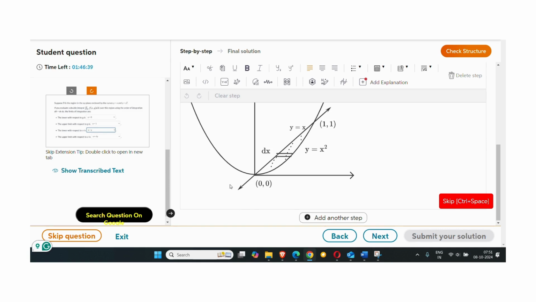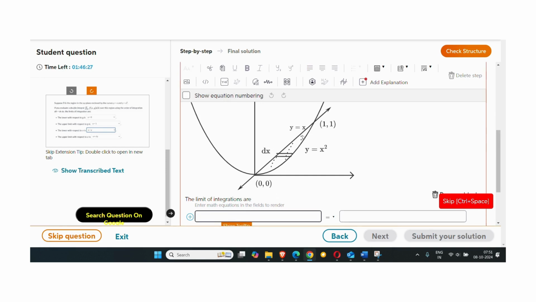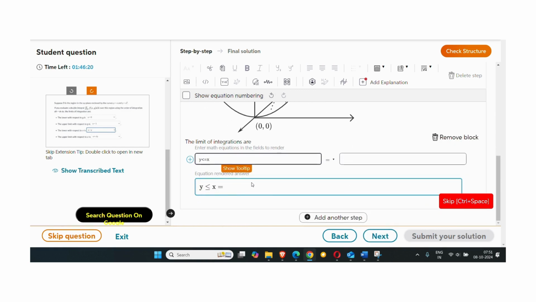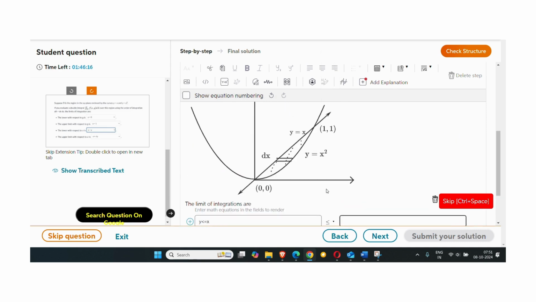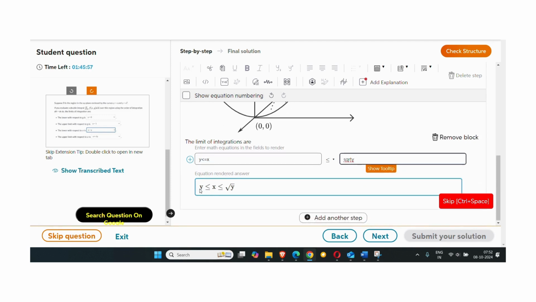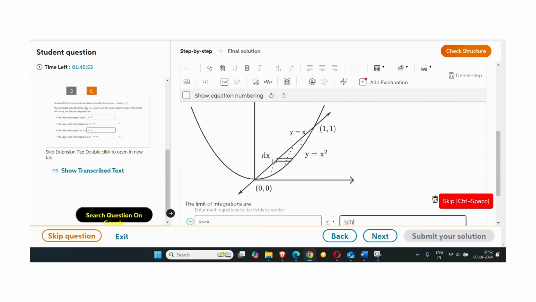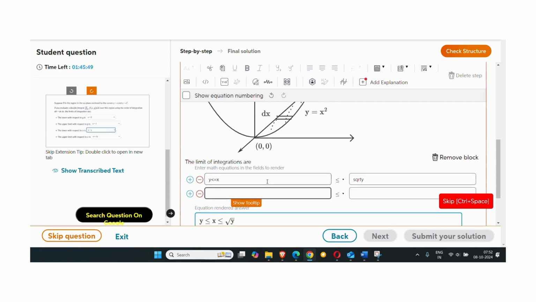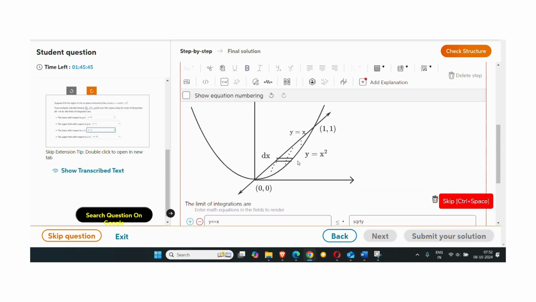So the limits of integration for the x part are: y less than or equal to x, comma x equal to root over y. If you want the value of x here, the square part will go to the square root part, which gives us square root of y. The x part is going from y to square root of y, left hand part to the right hand part, and this strip covers the horizontal part.